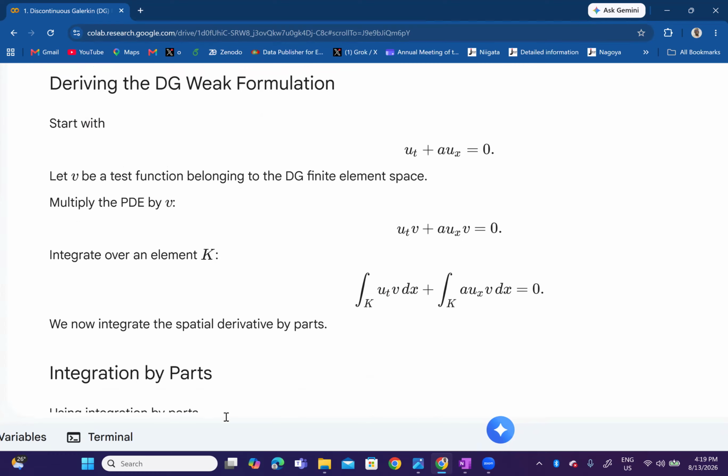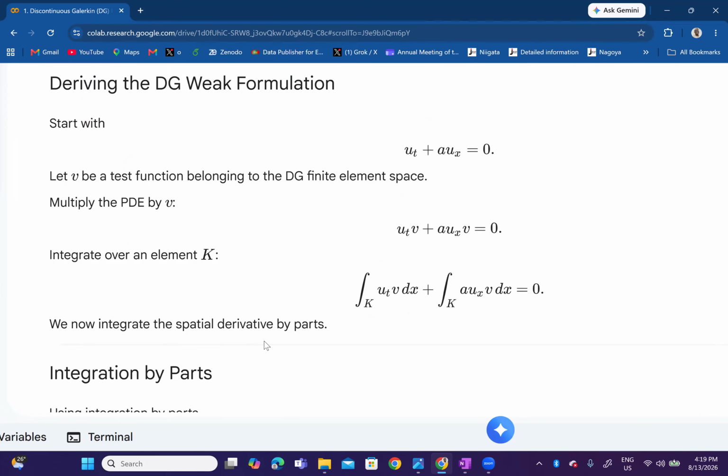Now, deriving the discontinuous Galerkin weak formulation. If you start with u sub t plus a u sub x equals 0, that's the advection equation we saw the other time. So let v be a test function belonging to the discontinuous Galerkin finite element space. If you multiply the PDE by v, you then have u sub t multiplied by v plus a u sub x multiplied by v. Of course, 0 multiplied by v is 0. So if you integrate over an element k, you have the integral of u sub t v dx over k, plus the integral of a u sub x v dx over k, and all of that is equal to 0.